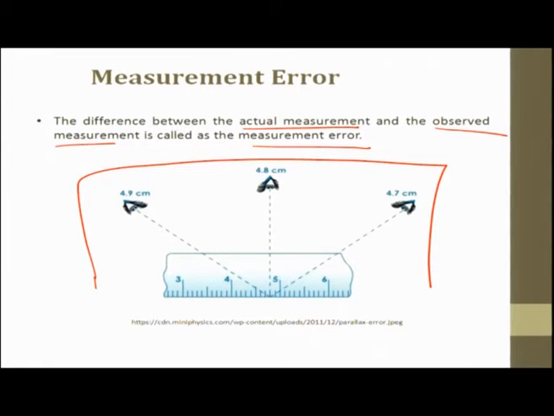So, the observer is looking from different angles. This observer is reading it as 4.9. This one is exactly perpendicular to the scale. He is reading 4.8, which is the actual reading. So, this is 4.7, 4.8, 4.9. So, this is the actual observation, at least what is represented by this scale. Because of the different angles of viewing, angle 1 and angle 2, we are not getting the actual value. This is one of the measurement errors.